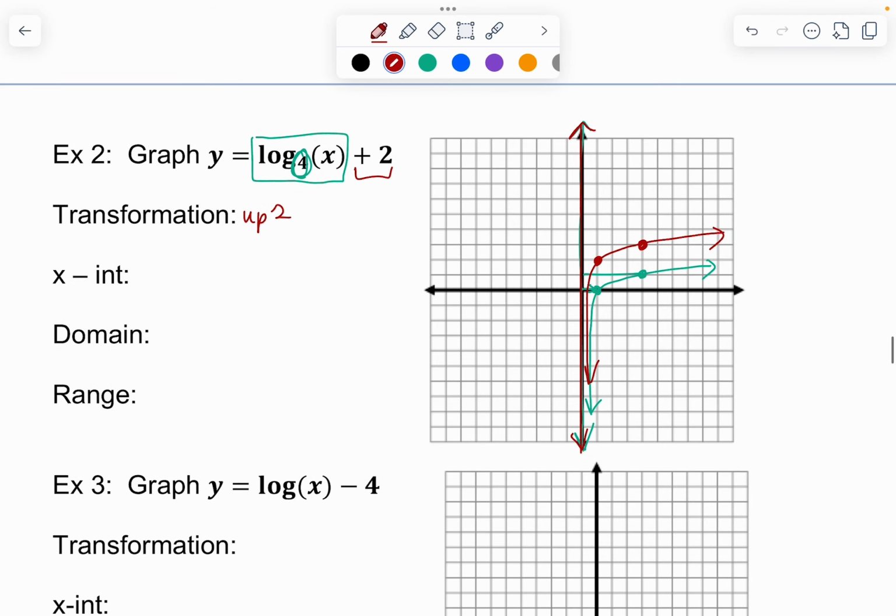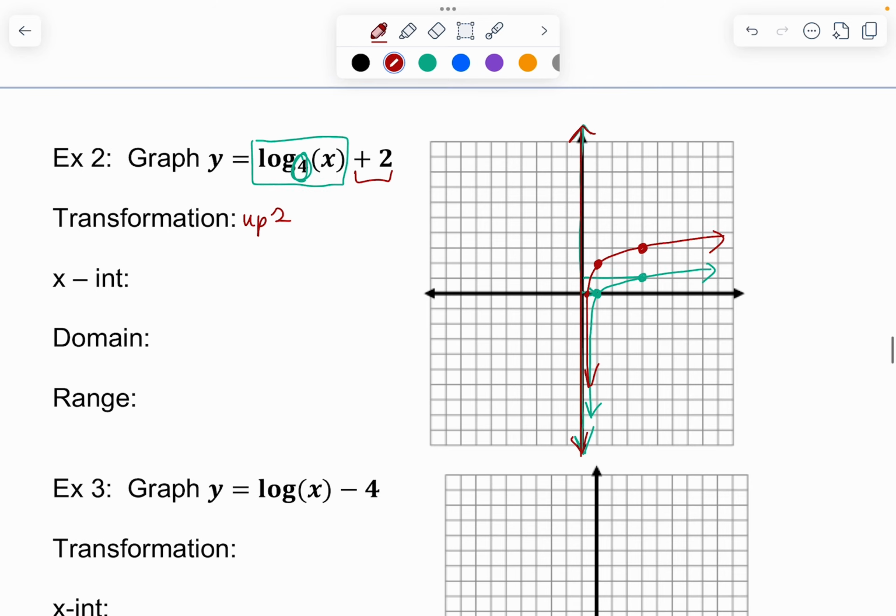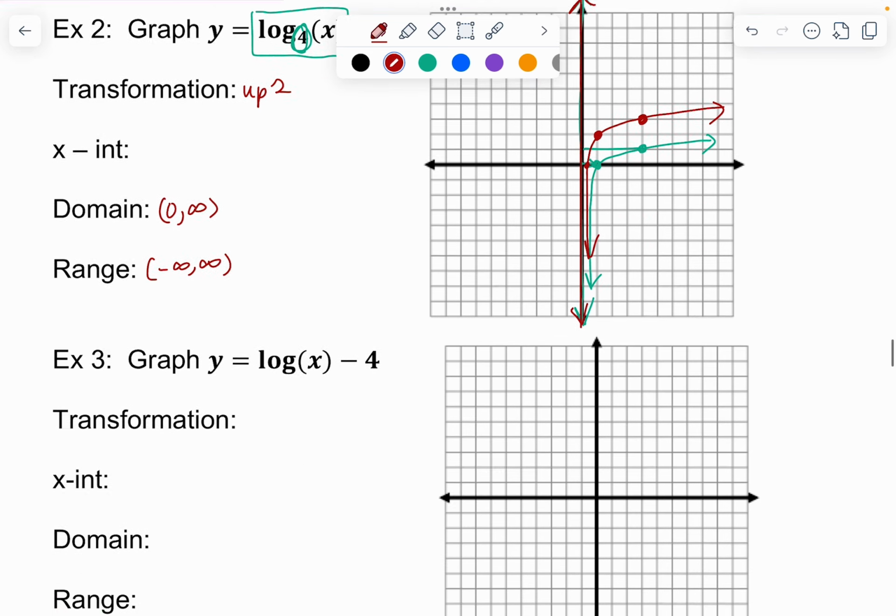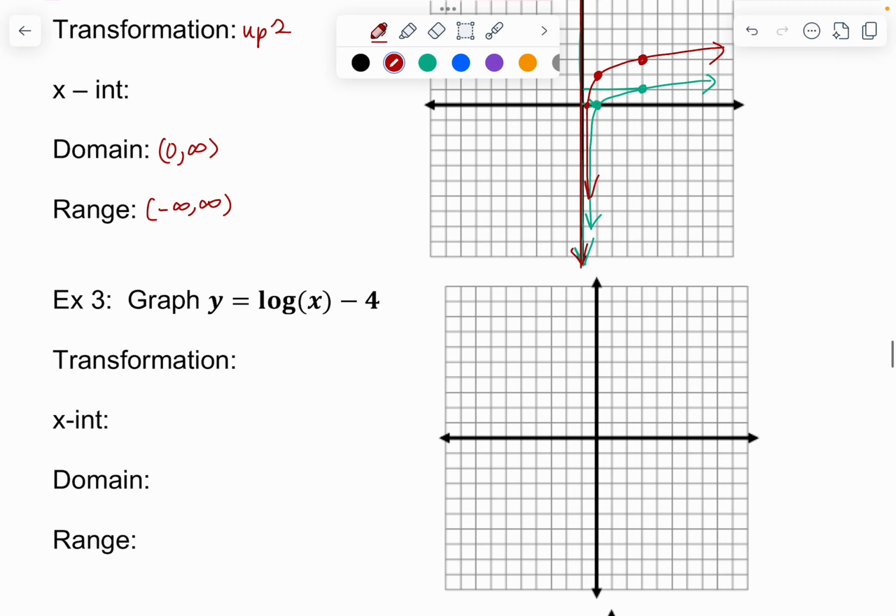And so here our x-intercept isn't going to be a nice, pretty number. And so we'll skip that and come back to it. But our domain, we're still to the right. So 0 to infinity. And then the range still all real numbers, negative infinity to positive infinity. So same if we move it down.